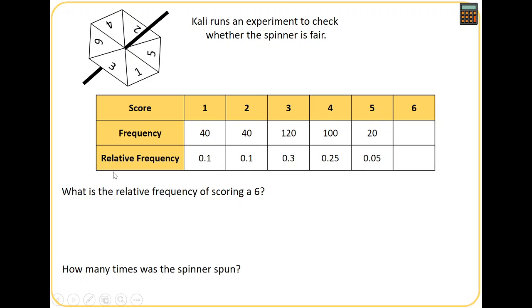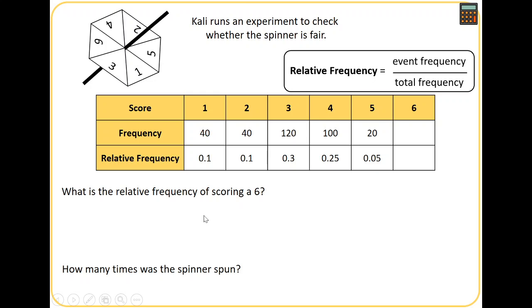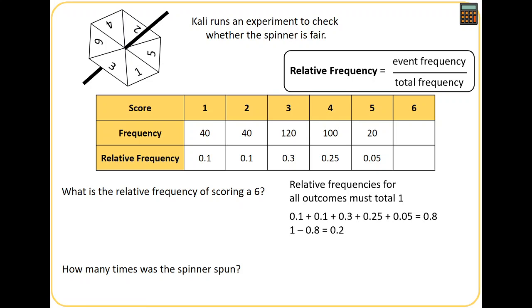Right, a little bit further on then. So first we've got to find a relative frequency of scoring a 6, and then we're going to use how many times the spinner was spun altogether. Okay, so first of all, the probabilities of a relative frequency, because it's an experiment, should add up to a whole one. So if you add all of the relative frequencies together, they have to total one whole one. So if we add up what we've got, 0.1, add 0.1, add 0.3, add 0.25, add 0.05 equals 0.8.